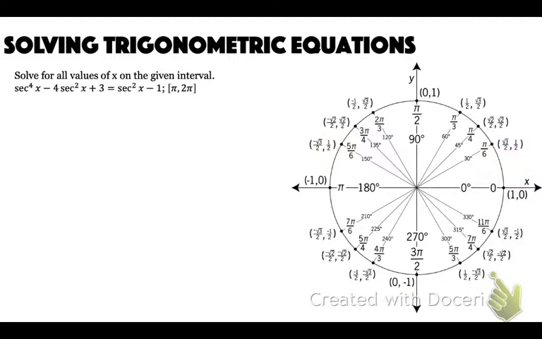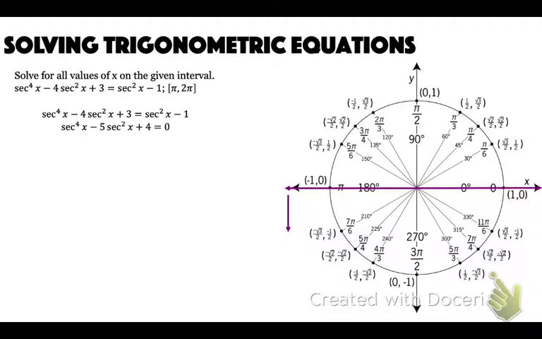Cool? Okay, let's do this one. So we have secant to the 4th of x minus 4 secant squared of x plus 3 equals secant squared of x minus 1 on the interval from pi to 2 pi. So it's everything below the x-axis. So then here, I'm going to move everything over to one side. So I'm going to subtract the secant squared, and I'm going to add the 1. So I get secant to the 4th of x minus 5 secant squared of x plus 4 equals 0.